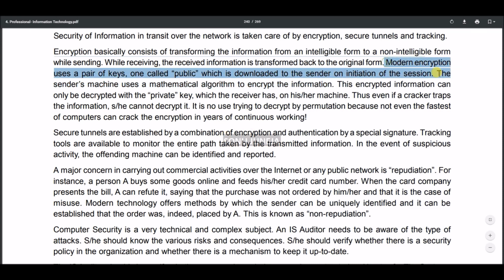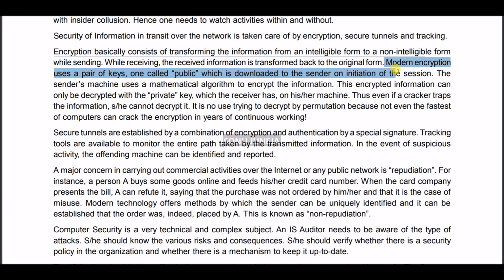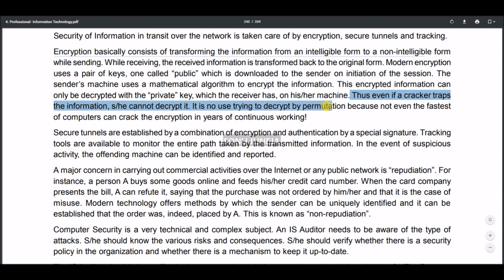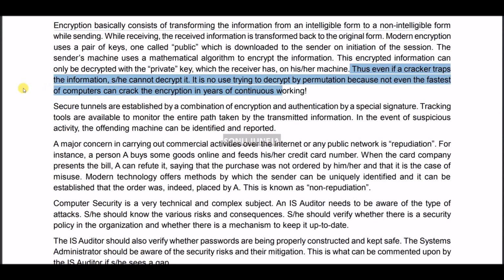Now, modern encryption uses a pair of keys, a public key, which is downloaded to the sender on initiation of the session. The sender machine uses a mathematical algorithm, the hash function, to encrypt the information. Encrypted information can be decrypted by the private key which the receiver has on his machine. Thus, even if a cracker traps the information, it cannot be decrypted. Not even the fastest computer can crack the encryption in years of continuous working. यानी कि सालों साल एक कंप्यूटर को लग जाएंगे, इंसान की आप बात ही छोड़ दीजिए.